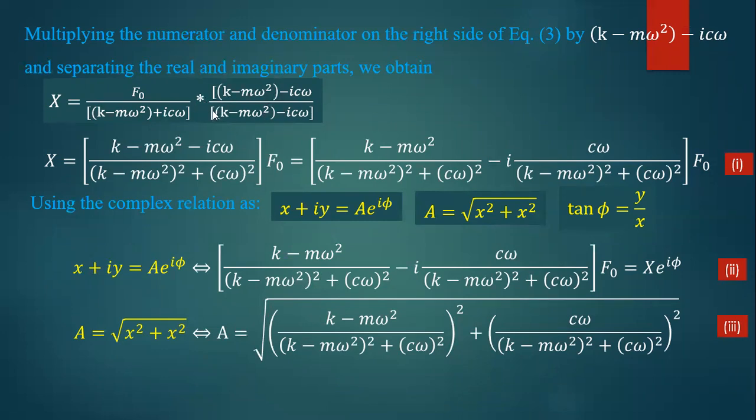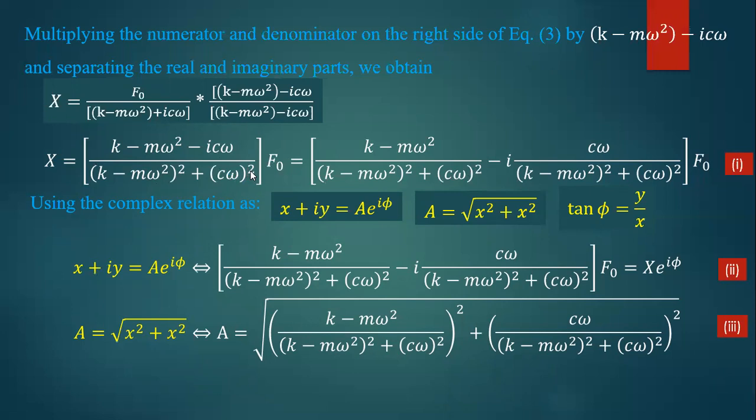Actually, this is a simple mathematical calculation. So by the same term, finally what we can get is these equations. Okay. We can multiply this with this. Then what we can get is k minus m omega square, the whole square, plus cw square. So finally it is k minus m omega square minus i c w over k minus m omega square, the whole square, plus cw the whole square, times f naught.